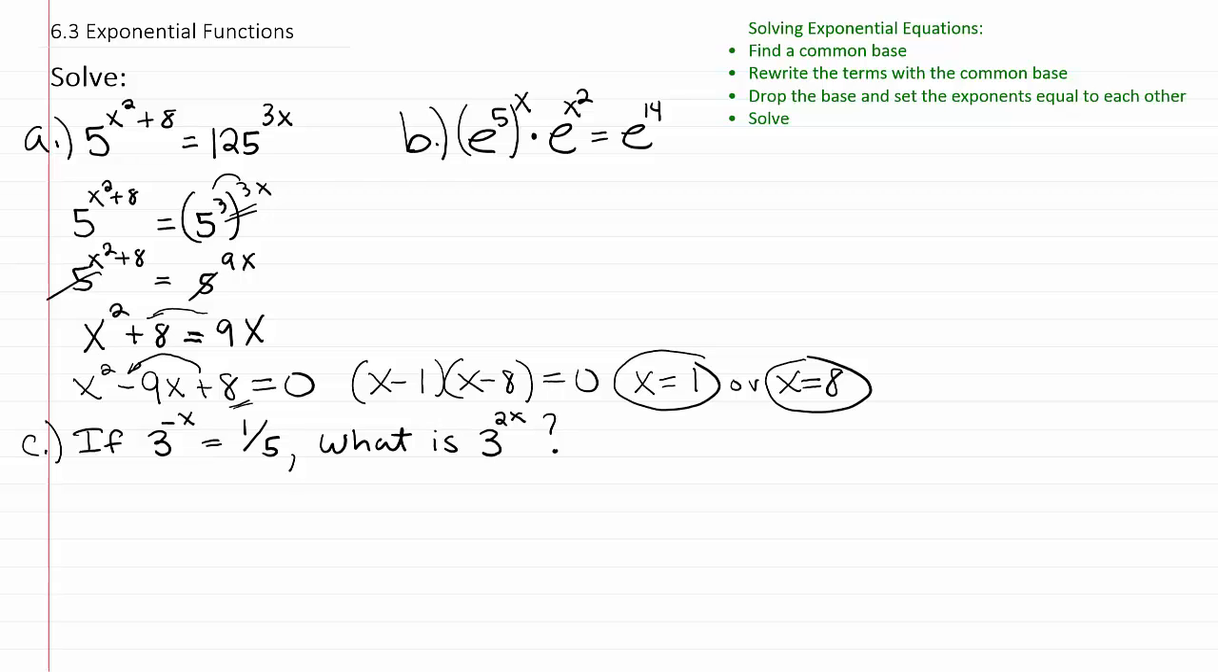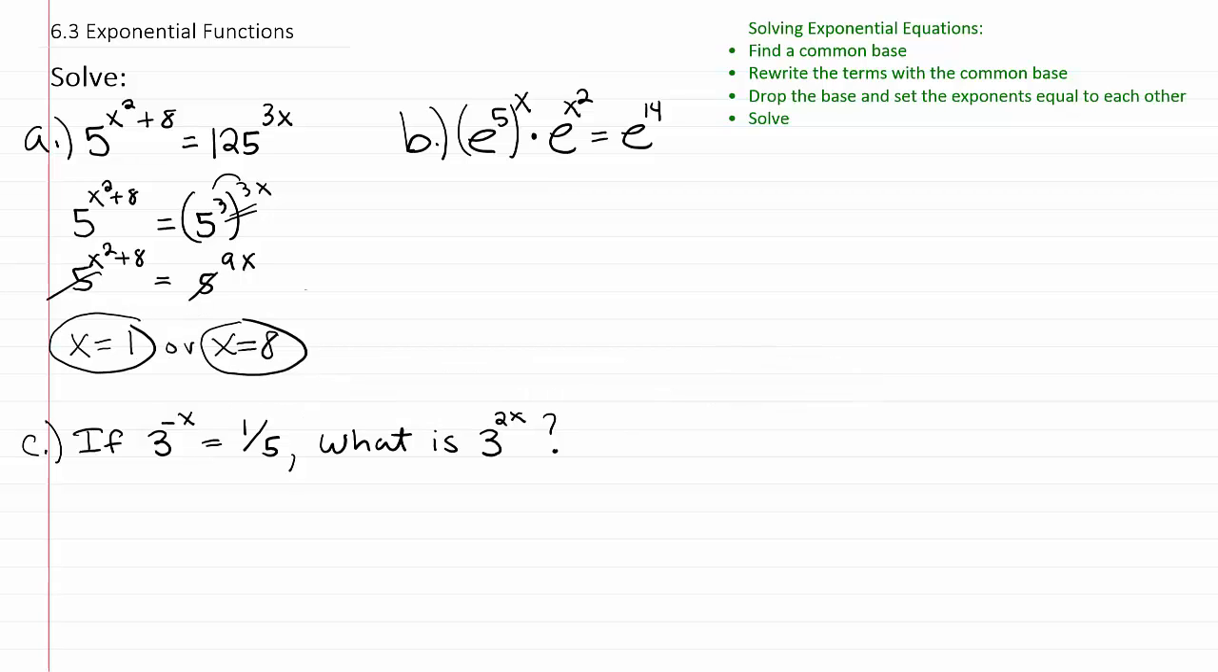All right, let's take a look at B. For example B, we're going to think about the same idea, but we already have a common base, right? So the common base here is e. And we just need to remember that when you're multiplying a common base, you add the exponents, correct? So let's put a little plus sign there when we rewrite it.